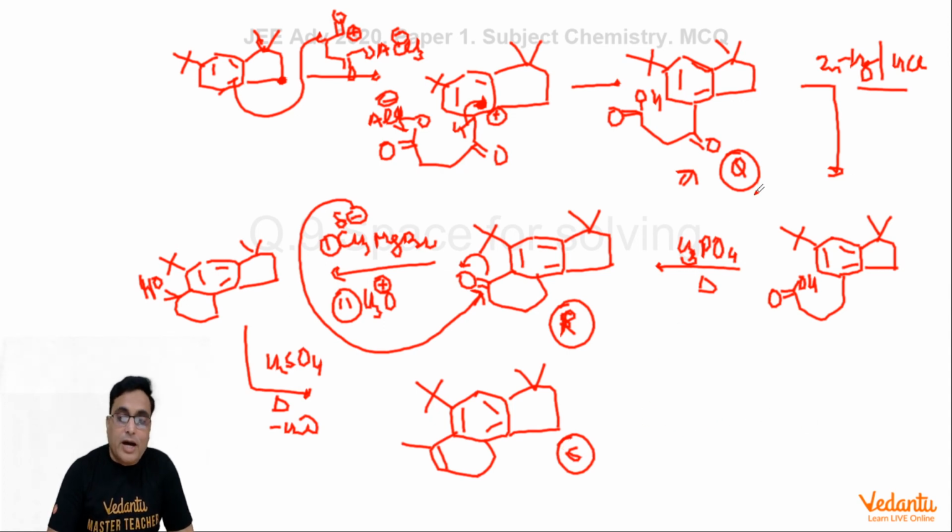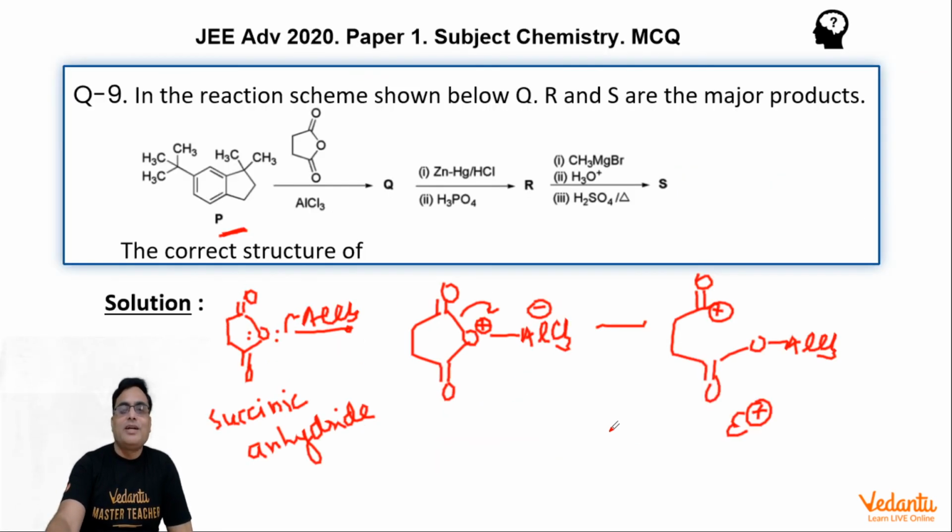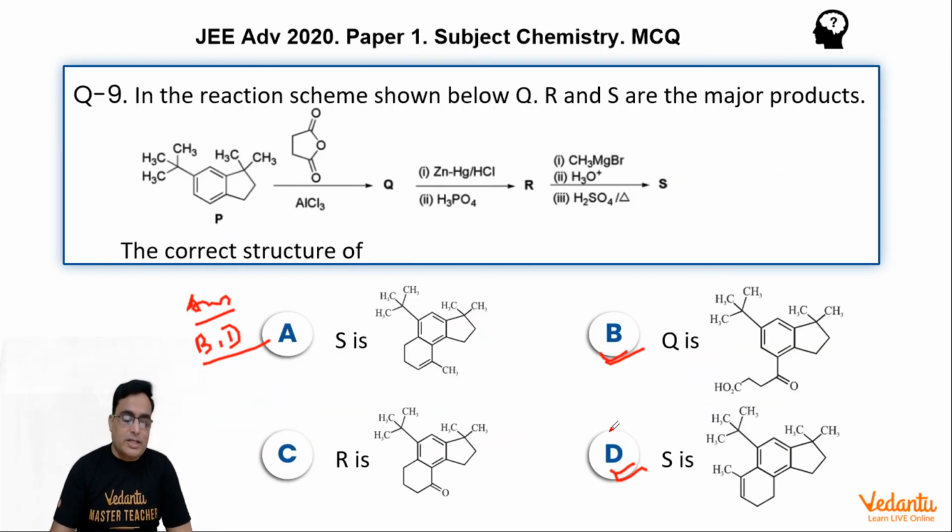So our structures for Q, R and S are clear, out of which they have given Q and S correct, and R from their options is incorrect. Okay, understood? So this way the answer for this question is B and D.